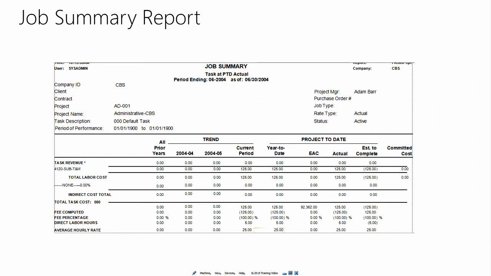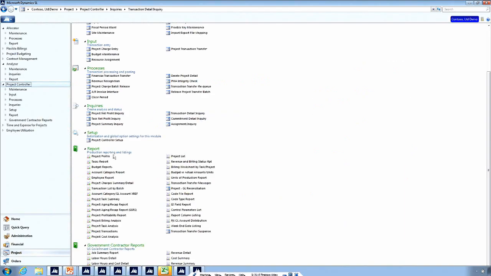So the screen we just looked at is more ad hoc, so I want to just do reporting from day to day. I want to see the transactions, but maybe I want a more formal report. And we have a job summary report that we can run. And that job summary report has all the same information, but I can run it by project.